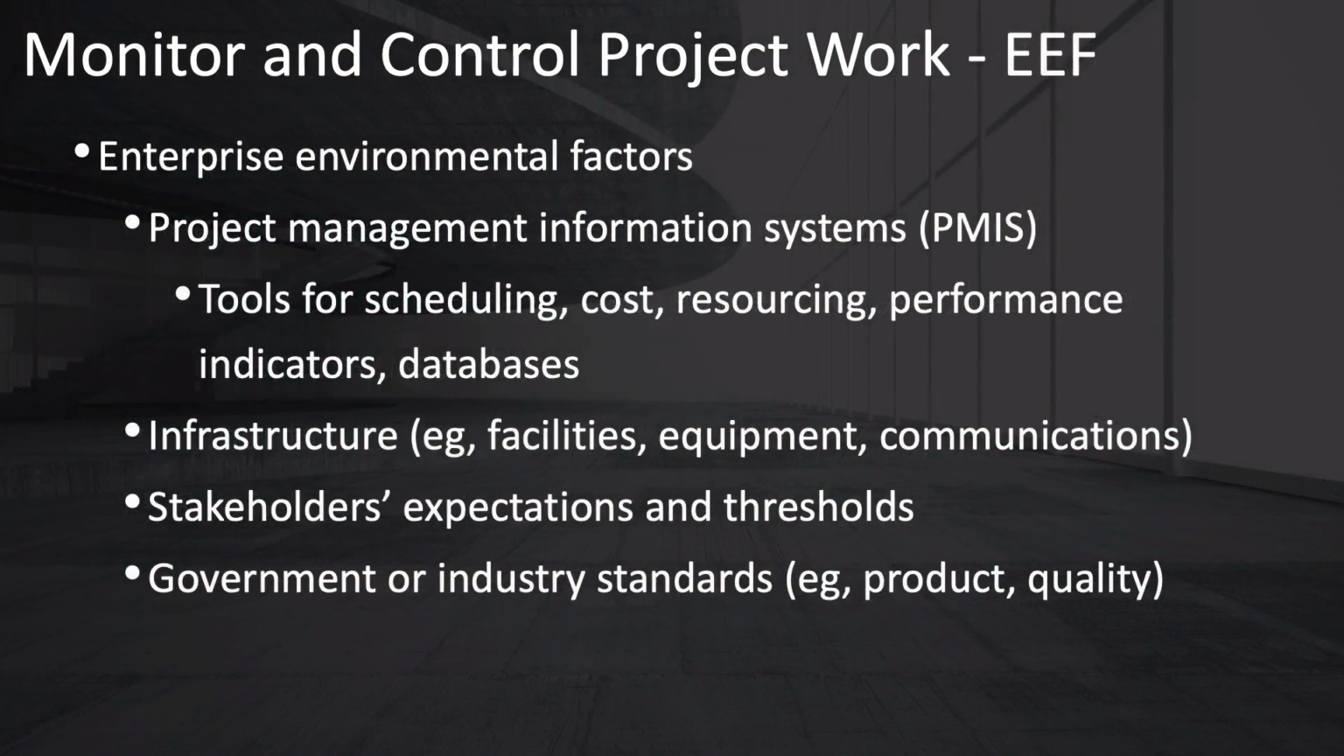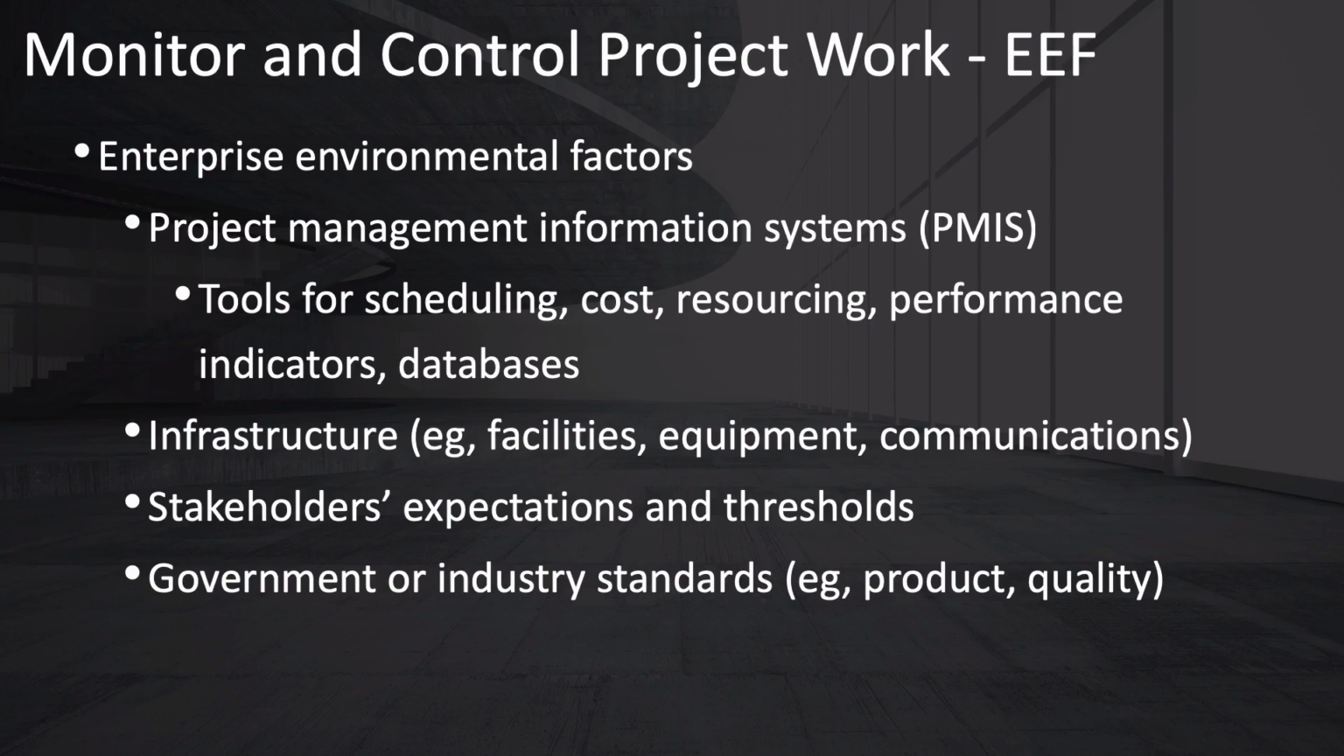The first item on the list of enterprise environmental factors is the project management information system, with all of the tools that you have for scheduling and cost and resource and performance indicators and databases and so on. It's interesting, isn't it, that the project management information system is listed here as an input under enterprise environmental factors, whereas under direct and manage project work, it's specifically listed as a tool.